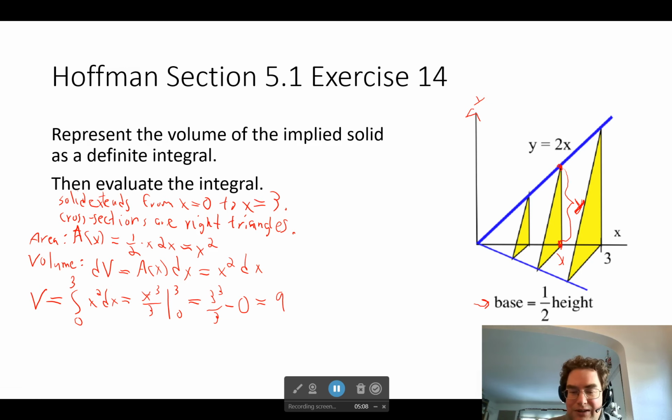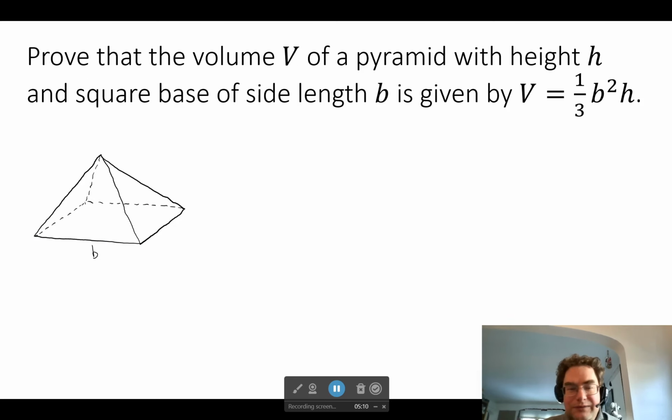Let's go to an example that's going to be a little more involved. Here we want to derive the formula for the volume of a pyramid. The pyramid has height h, and the base is a square, so it's your typical pyramid. The volume is a known formula: 1/3 b squared h. But how do we know that formula is true? Well, we can verify it with calculus.